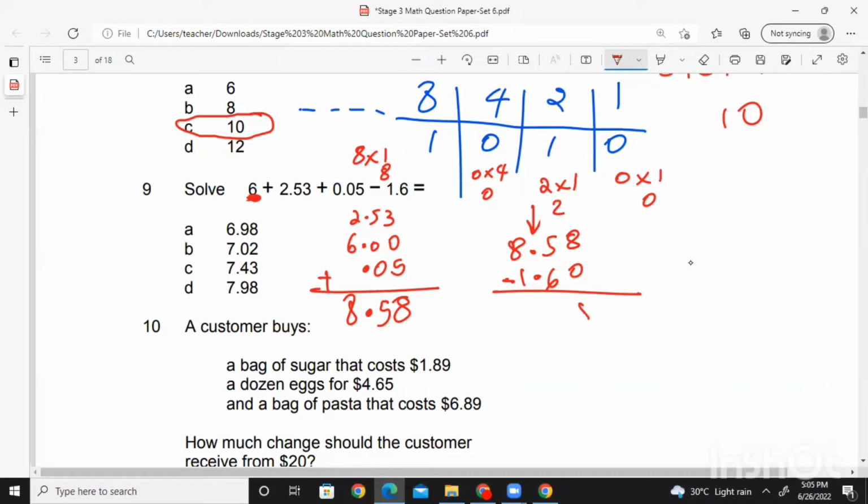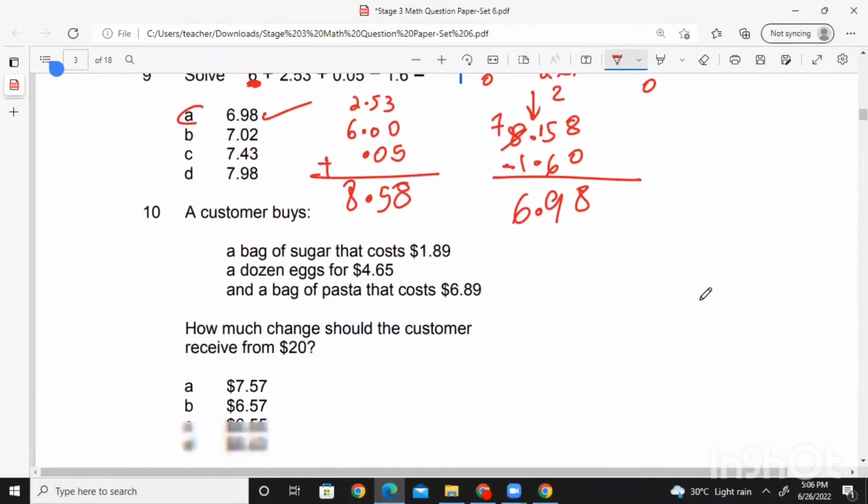8 minus 0 is 8. Can I take 6 from the 5? I can't. So I take 1 from the 8, bring it here. So then we're looking at 15. All right. So this is now a 7, and then this is a 9. So I have a 6.98 that I'm looking for. Bam. That's my answer at A up there.